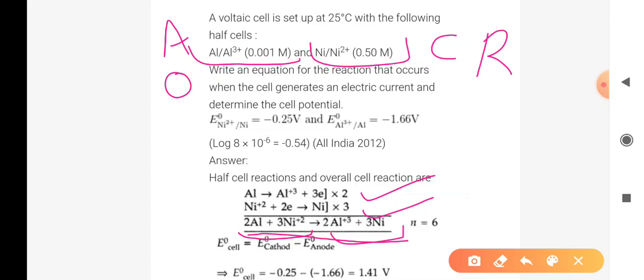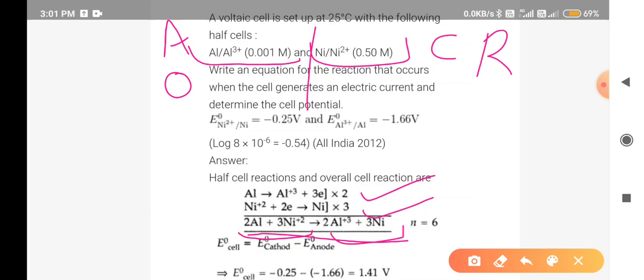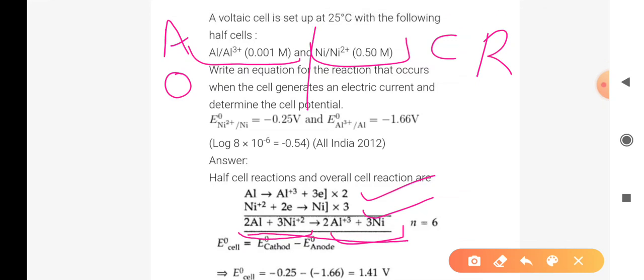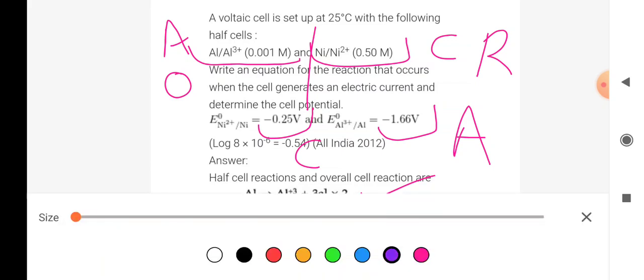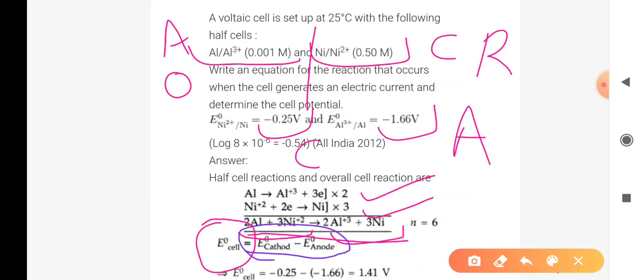After that you have to find out which one is the cathode and which one is the anode. As I told you, whatever is written on the left hand side will be the anode, and at the anode oxidation takes place. Aluminium is the anode electrode here, and nickel is the cathode here. So now we have to find out E node cell. To find E node cell, we have one formula: E node cathode minus E node anode.